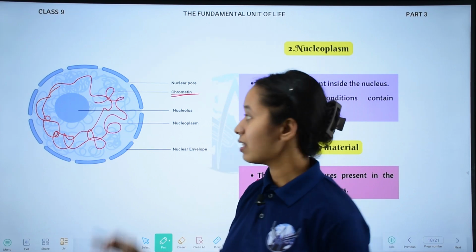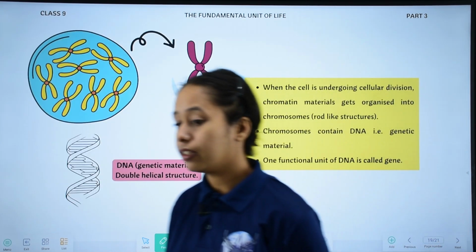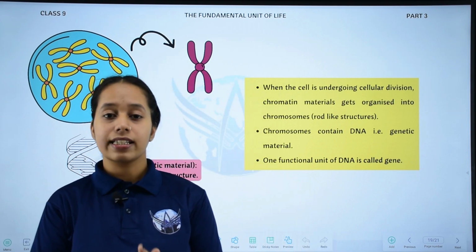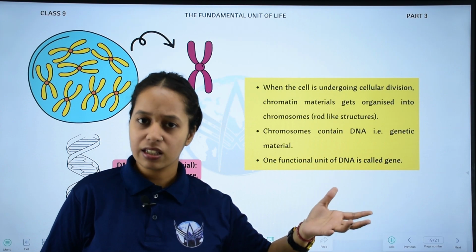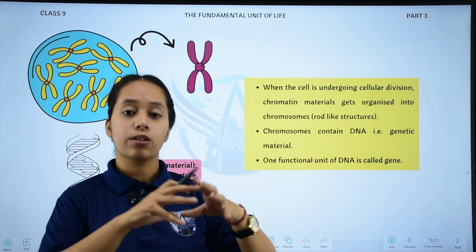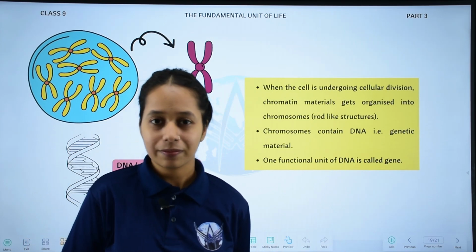This is chromatin. So what happens when a cell undergoes division? We have discussed that when the cell is in normal condition, we will find this thread-like entangled mass, which is known as chromatin. What if the cell is undergoing division? Will we still find chromatin?